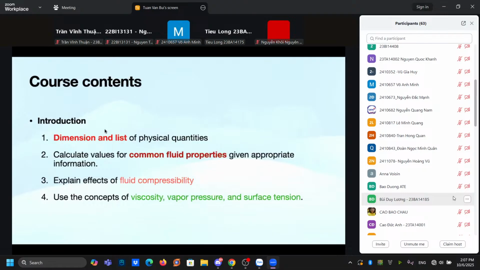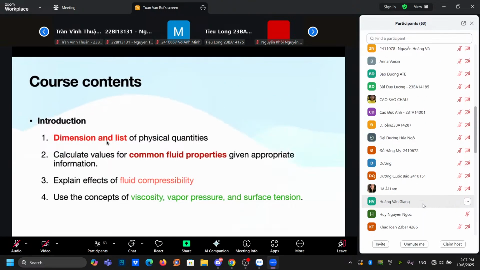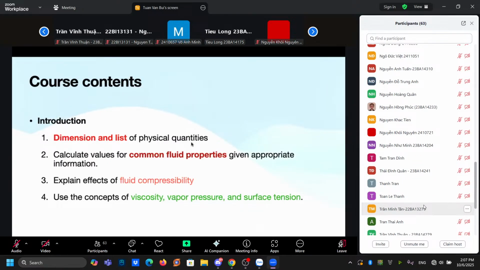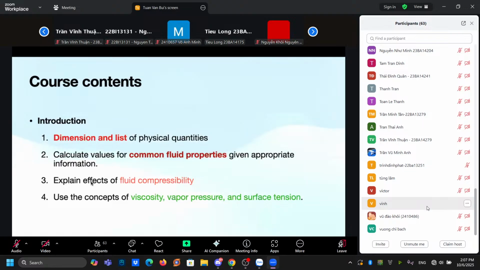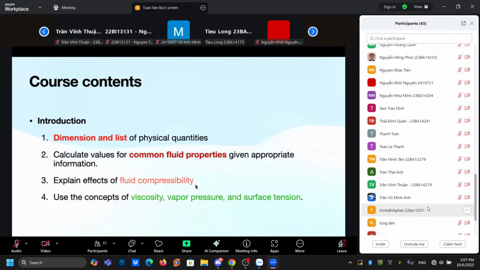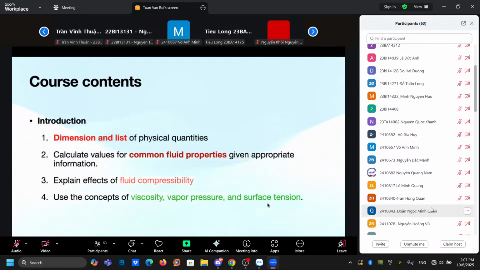For today, for the first chapter, you will learn about something that is very new to you in this course: fluid. You will learn the very basic dimensions and a list of some physical quantities related to fluid mechanics, and calculate the value of some common fluid properties given accurate information. Then you learn about fluid compressibility, and use the concepts of viscosity, vapor pressure, and surface tension.